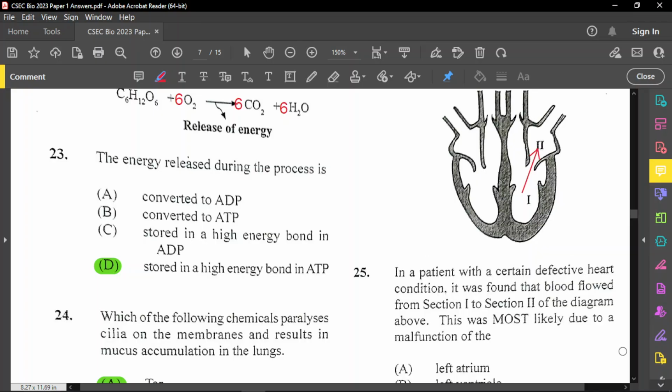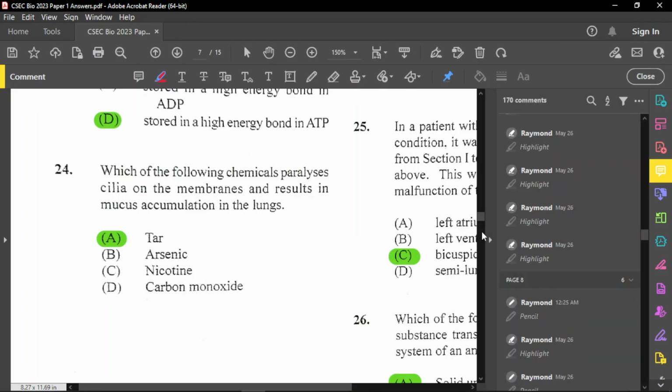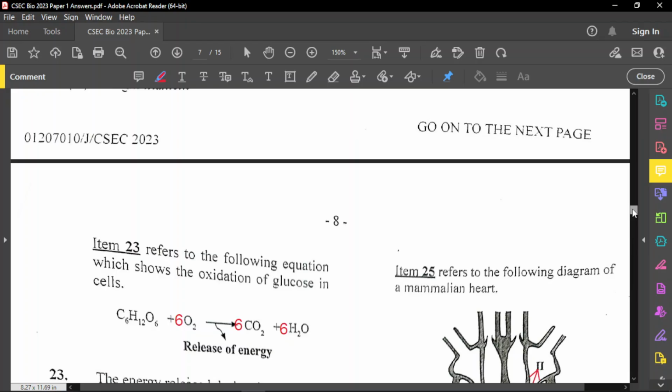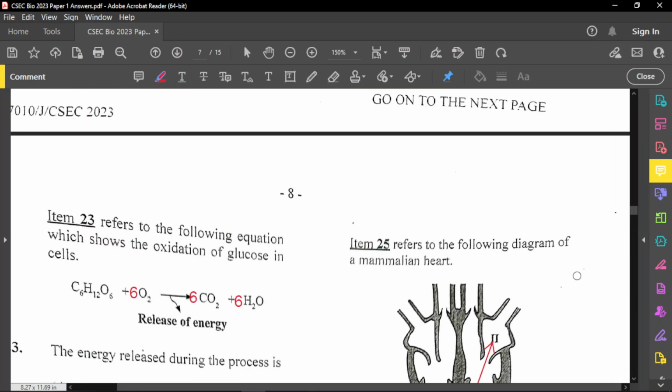Now, question number 24 asks, which of the following chemicals paralyzes cilia on the membrane and results in mucus accumulation in the lungs, and this is tar. Okay, so tar is definitely going to cause a buildup of mucus, and is also going to reduce the surface area of the alveoli, and prevent effective diffusion of gases across the membrane. All right, and so it also leads to shortness of breath over time.